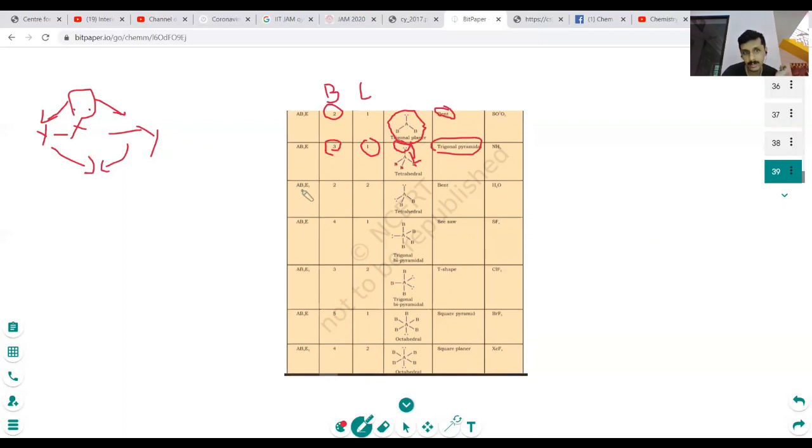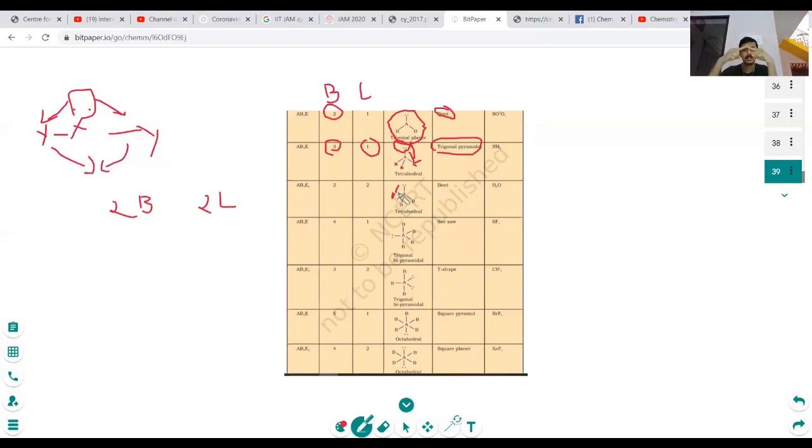Then we have AB2E2, that is 2 bond pairs and 2 lone pairs. This is the case of water. We have seen that when 2 bond pairs and 1 lone pair are present, it also forms a bend, because it should be linear, but it is bent. Now the bend becomes much greater because we have 2 lone pairs, because lone pair interaction is higher.